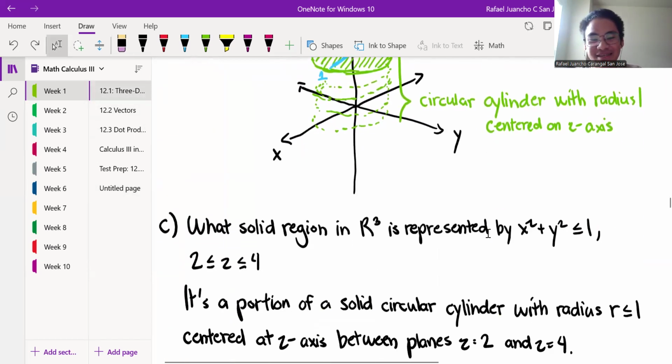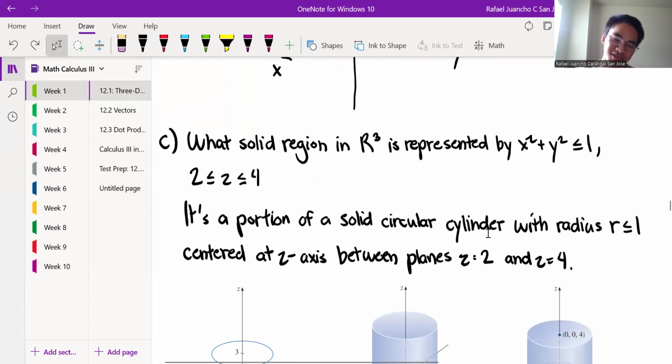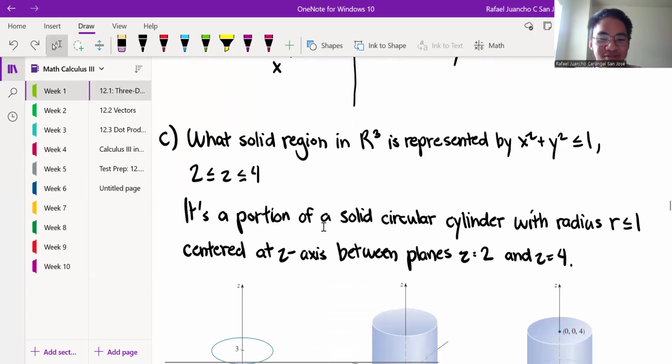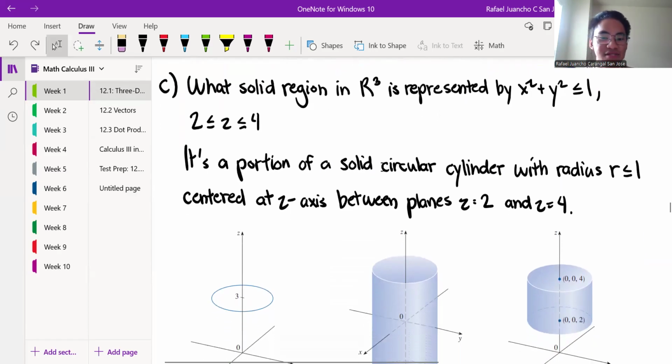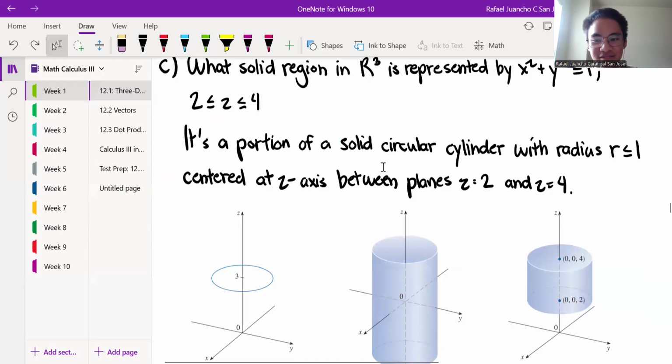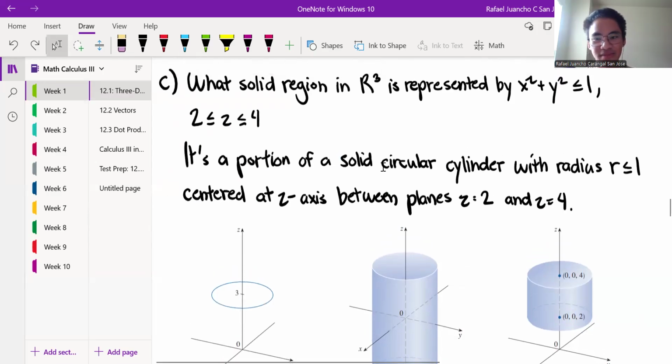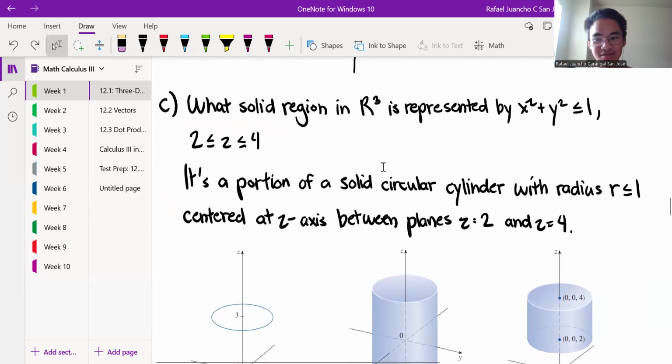So yeah, that's the idea. Okay, next. What solid region in R cube is represented by x squared plus y squared less than or equal to 1? And z is in between 2 and 4 inclusive. So it includes 2 and 4. Well, it's a portion of a solid circular cylinder with the radius r less than or equal to 1. How do we know that?